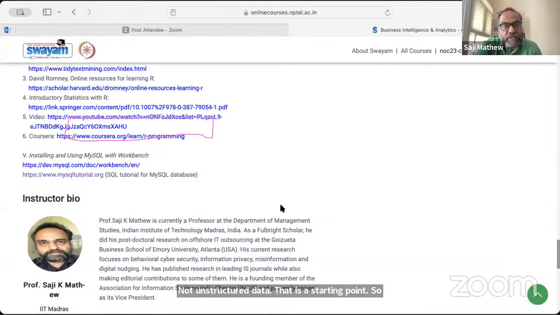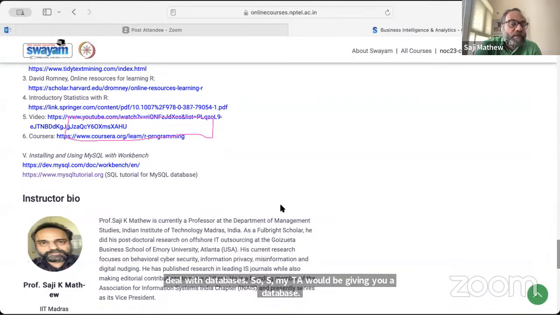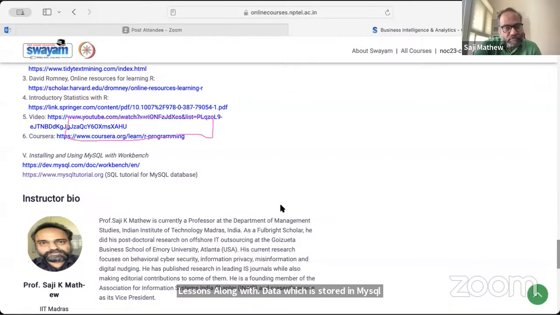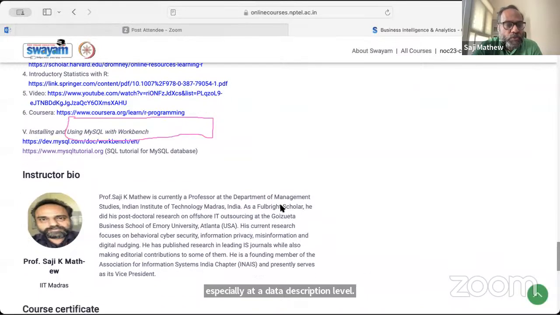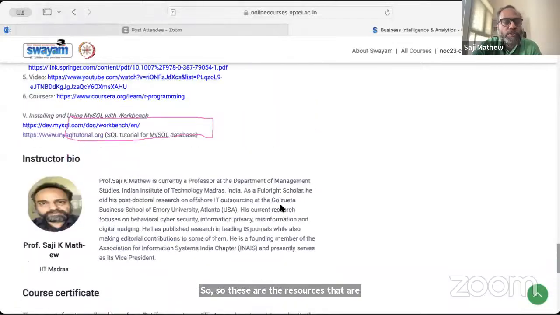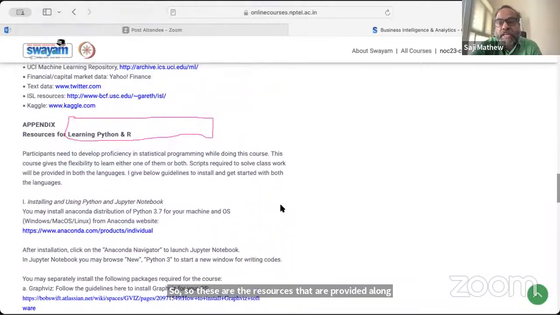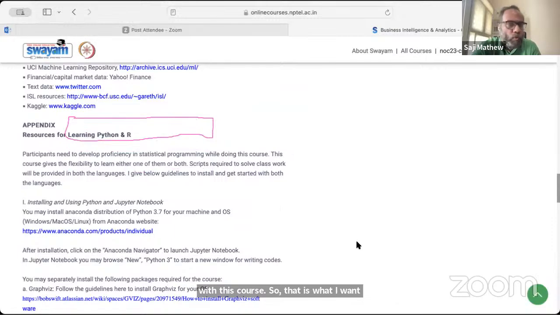So in this course, we deal with databases. Subisha, my TA, would be giving you database lessons along with data which is stored in a MySQL database. It's not hands-on, but you get to see how queries can be used to respond to business questions, especially at a data description level. So these are the resources that are provided along with this course. That is what I want to tell you about the course.